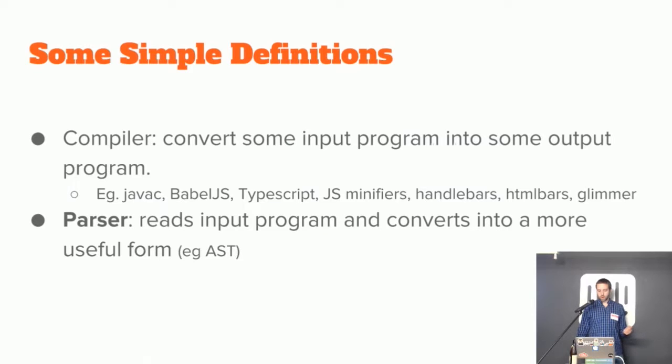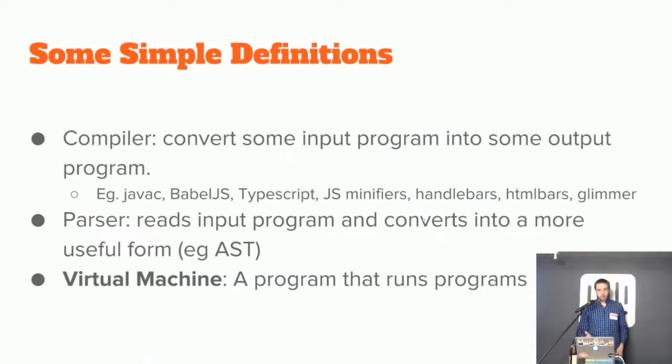A parser is simply a program that reads input, usually text, and converts it into a more useful form, commonly called either an IR for intermediate representation or an AST for abstract syntax tree. It's basically taking raw text and converting it into a structure that you can work with more easily.